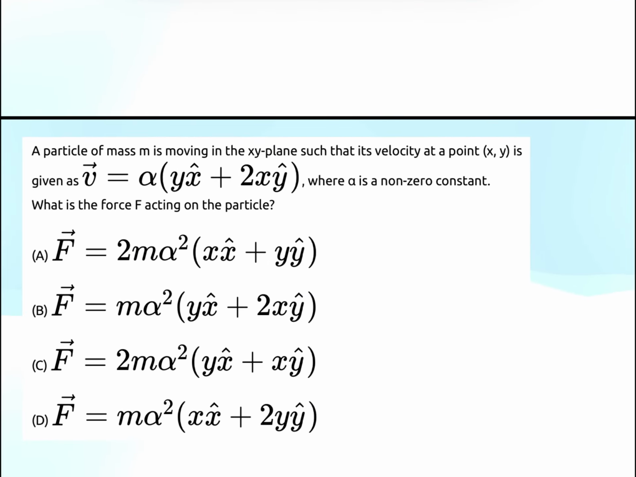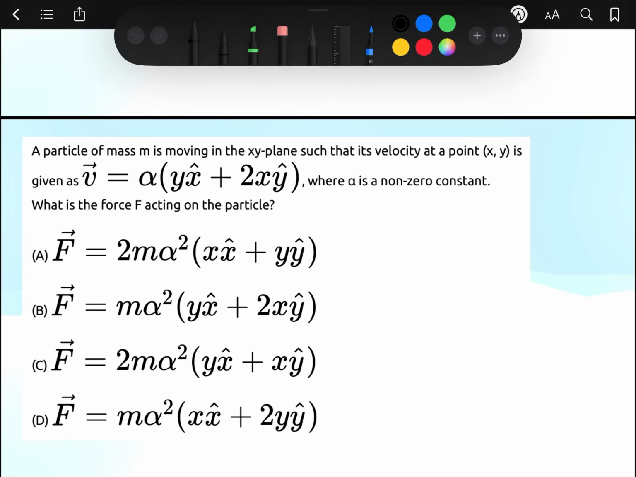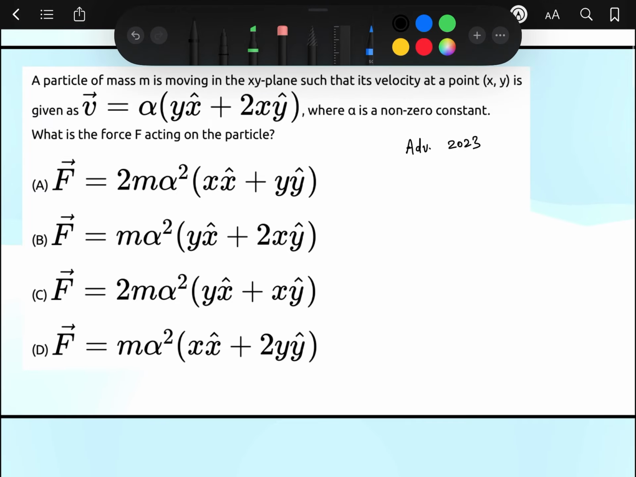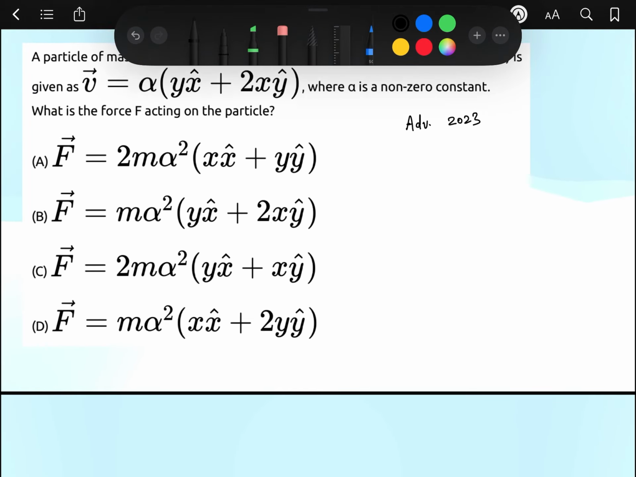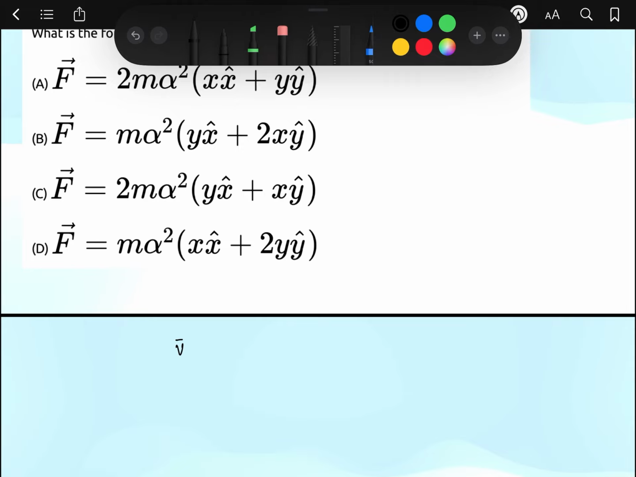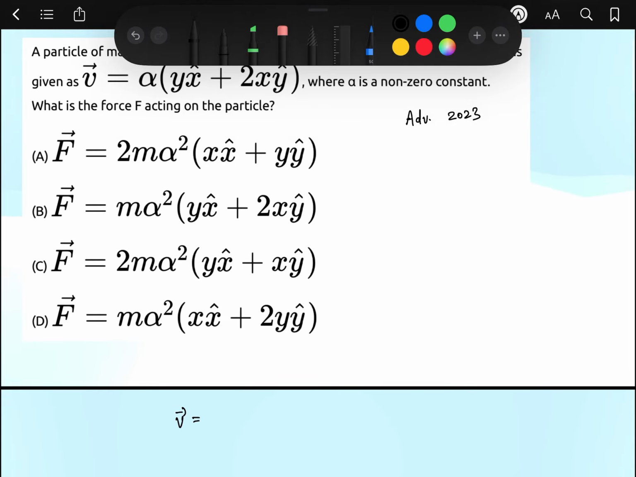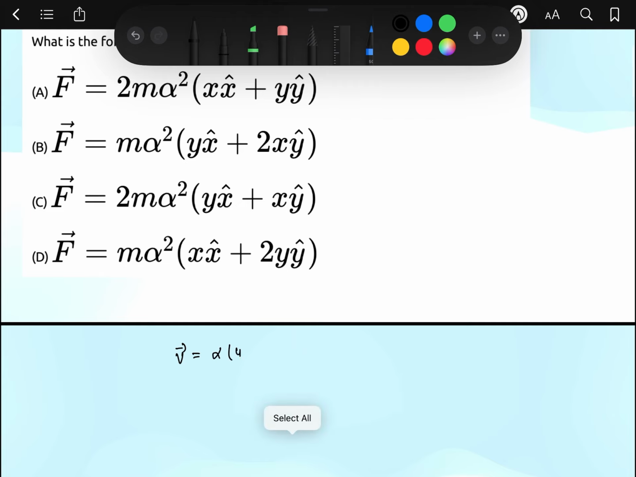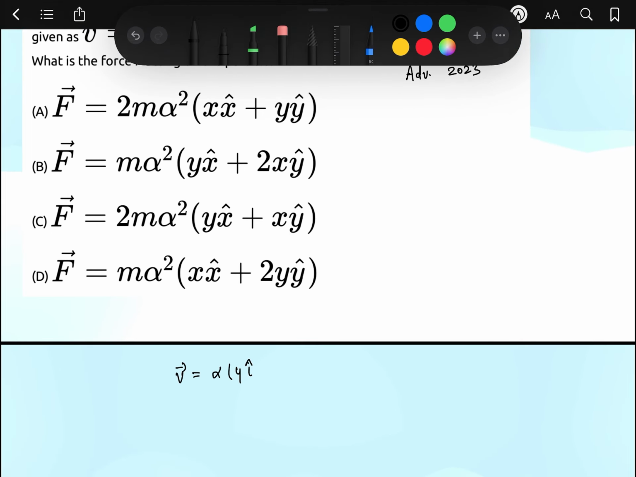So this is a question from JEE Advanced 2023. The question is, a particle of mass m is moving in the xy plane such that its velocity at any point x comma y is given as a function of y and x. It is given that the velocity vector v is equal to alpha into (y i cap plus 2x j cap). This is the velocity as a function of x and y.